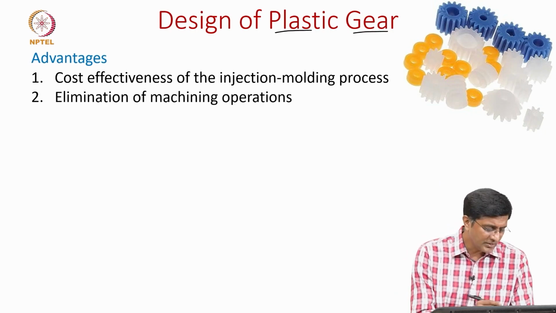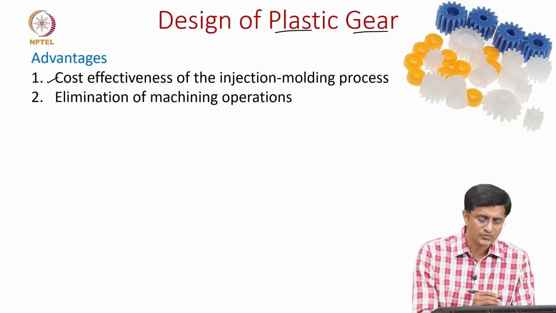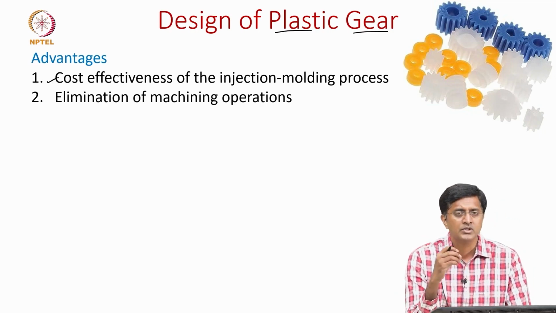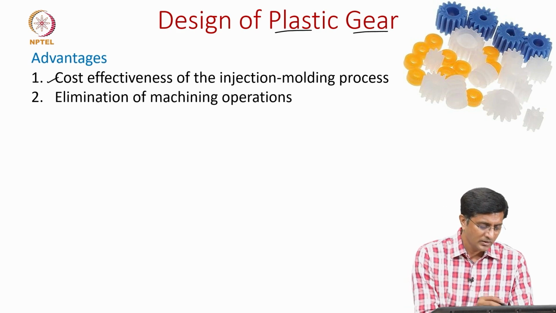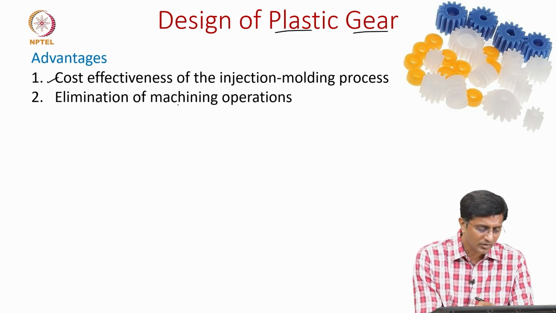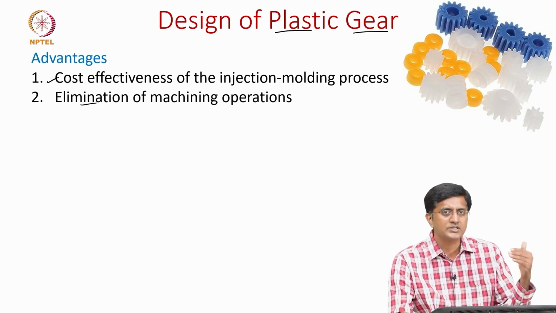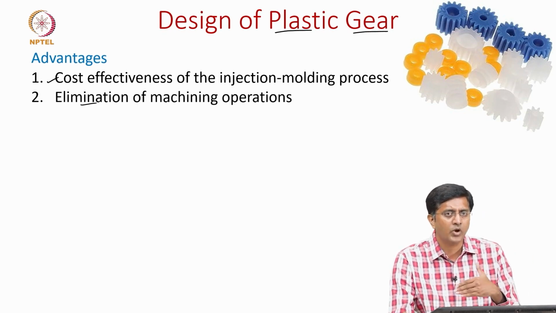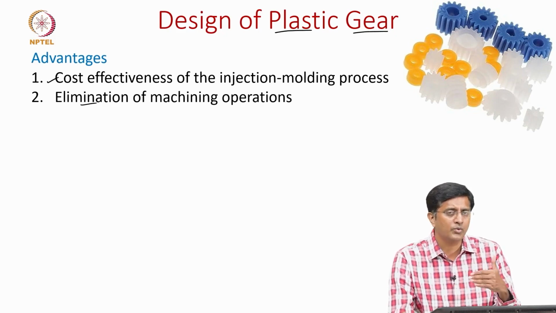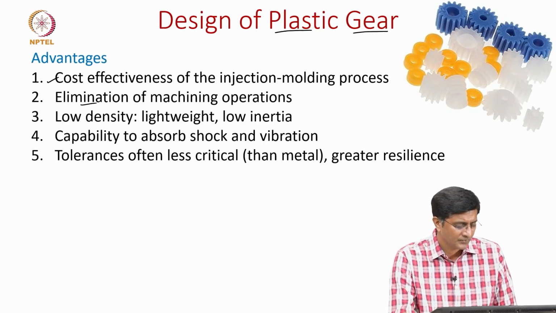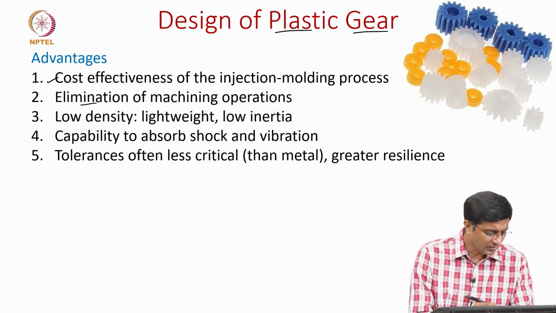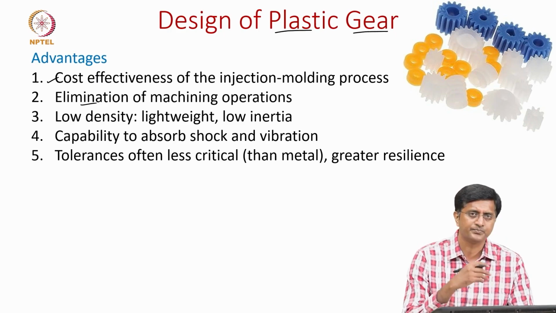So, two of the advantages are cost effectiveness. Because we can use injection molding process, this makes it ideal for mass production as well as reducing the cost of manufacturing. And of course, one of the advantages of injection molding is that it eliminates your machining operations. As we have already seen previously, machining is something not all polymers are good at. Maybe a few polymers like Delrin are okay with machining, but not all of them are. A few other advantages include low density.